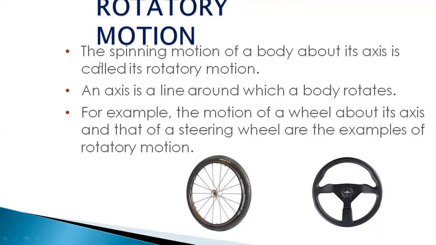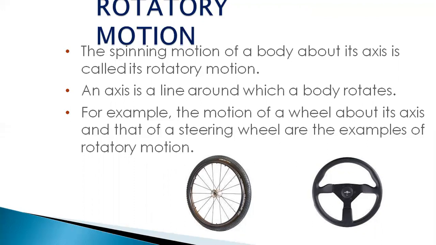So the spinning motion of a body about its axis is called rotatory motion. An axis is a line around which a body rotates. So you all know about the axis. In a car we have a steering wheel. That steering wheel has a line, and that line is known as the axis. Motion of a wheel about its axis and that of a steering wheel are examples of rotatory motion.